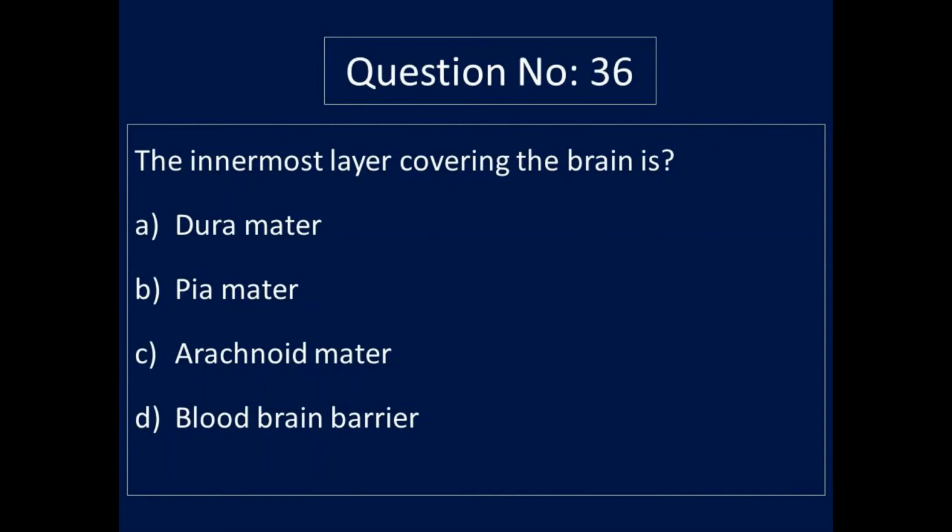Question number 36. The innermost layer covering the brain is: option A, dura mater; B, pia mater; C, arachnoid mater; and D, blood brain barrier. Right answer is option B, pia mater.